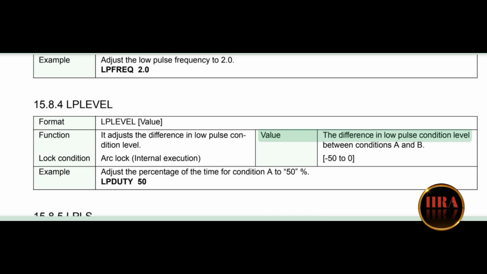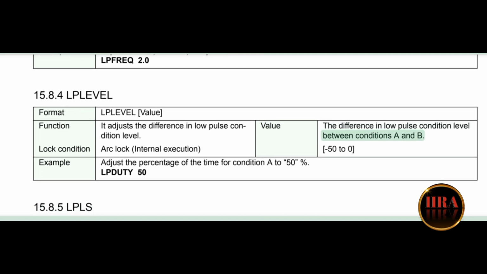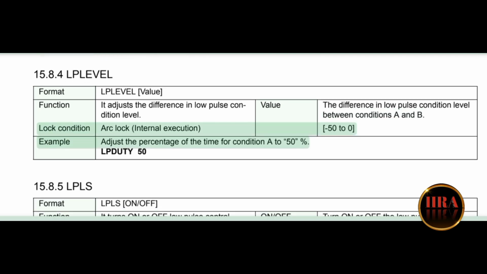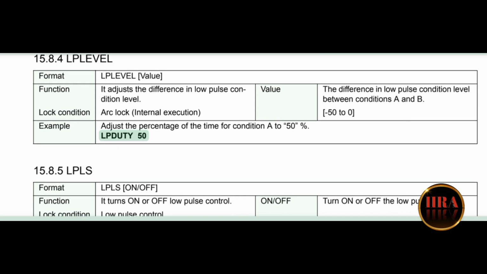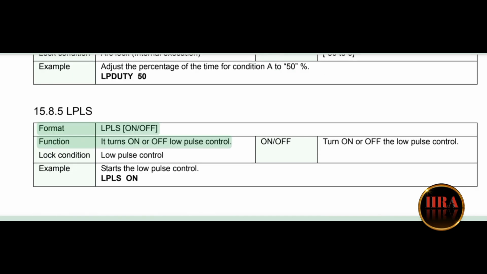Value: the difference in low pulse condition level between conditions A and B. Lock condition: arc lock, internal execution, -50 to 0. Example: adjust the percentage of the time for condition A to 50%. LPDUTY 50. Format: LPLS, on, off. Function: it turns on or off low pulse control.